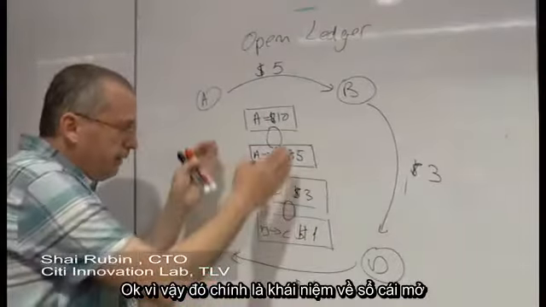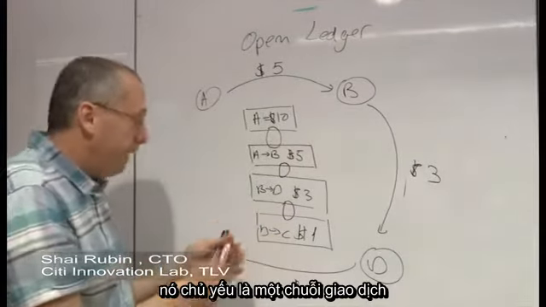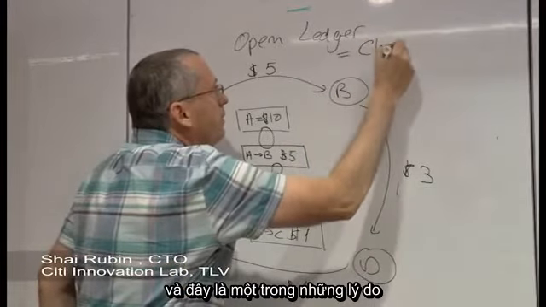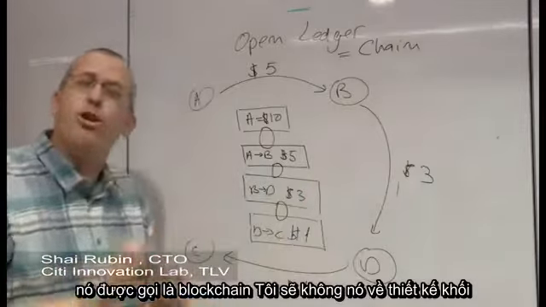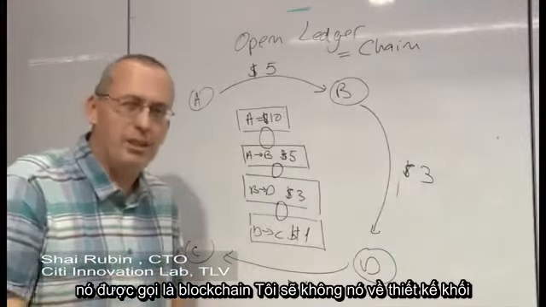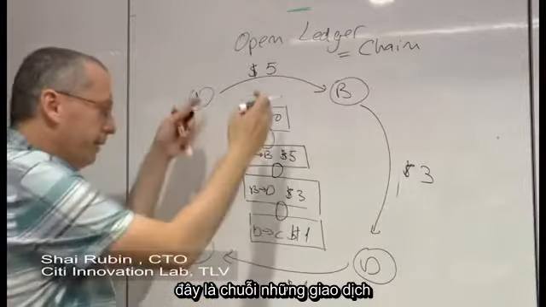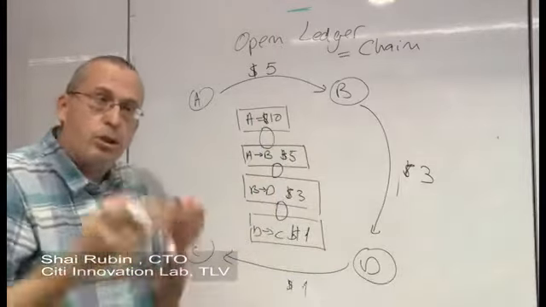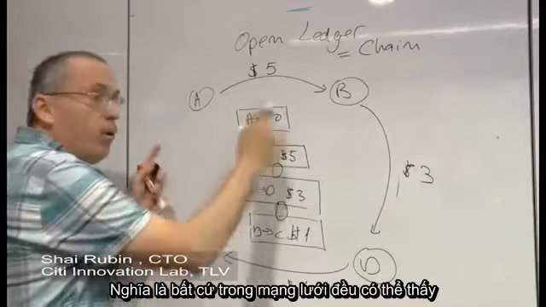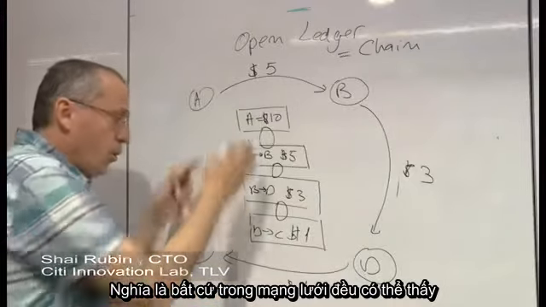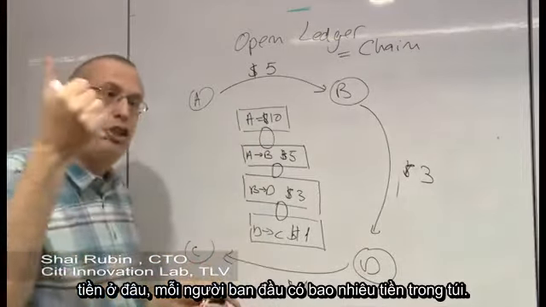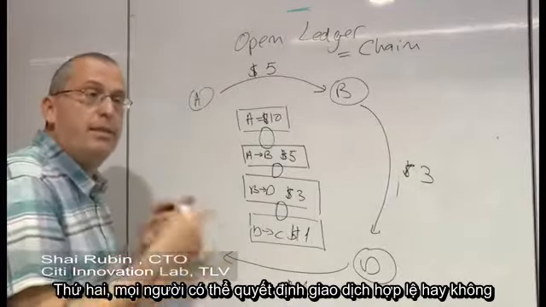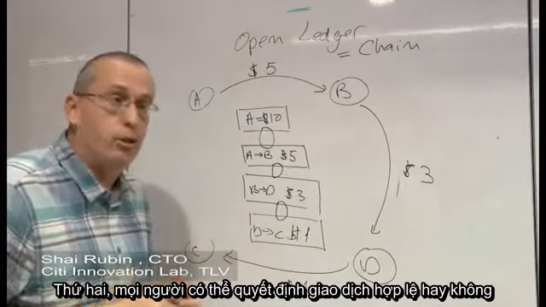Okay, so this is the concept of open ledger. It is essentially a chain of transactions, and this is one of the reasons that this is called blockchain. I'm not going to talk about the blocks. These are implementation details which we'll leave aside for a moment, but this is a chain of transactions that is open and public to everyone. What it gives us is that everyone on the network can see where the money is, how much money each one has in their pocket, and second, everyone can decide whether a transaction is valid or not valid.